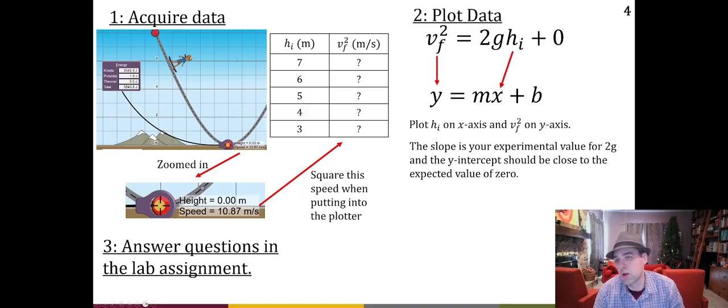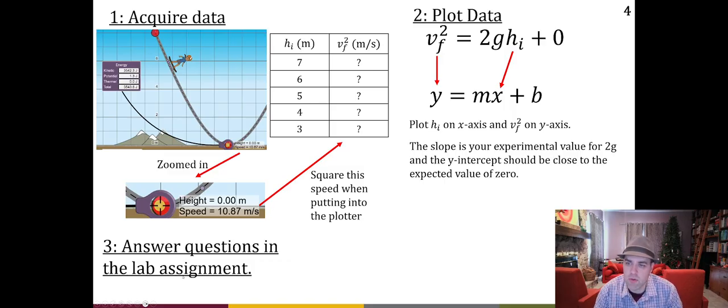So 3 steps again. We're going to be acquiring data, and this is what the simulation looks like, and I'll walk you through that after this. Now, I zoomed in here at the bottom because this tool is going to tell us what the speed is at the bottom. And here the speed is 10.87 meters per second. Now, we're going to be plotting that value squared. So you've got to take that and square it in your calculator, and that's the number you're going to be putting into Desmos because, again, the y-axis is the final velocity squared, the initial height is our x, and then our experimental value for 2g is our slope.